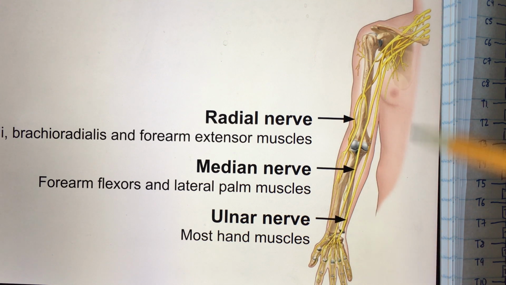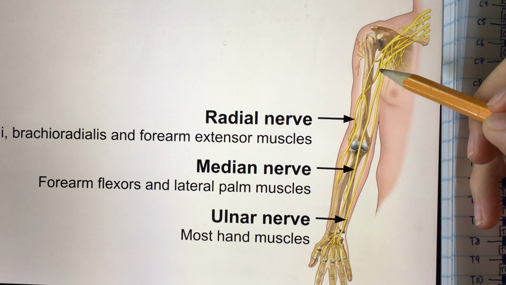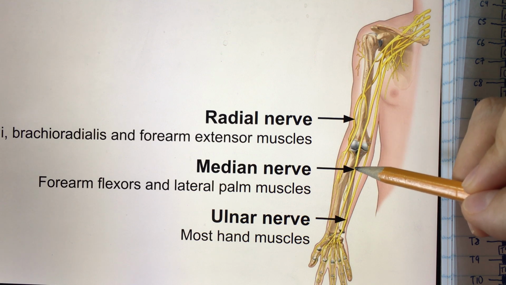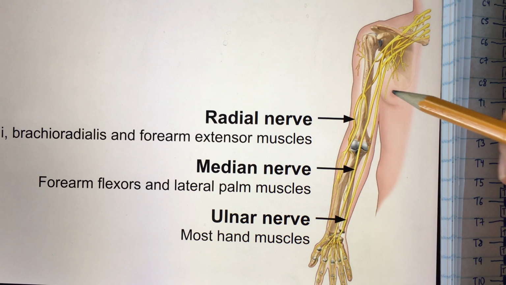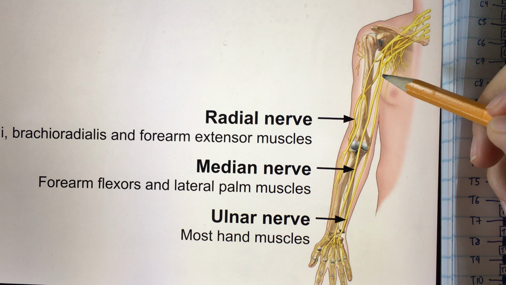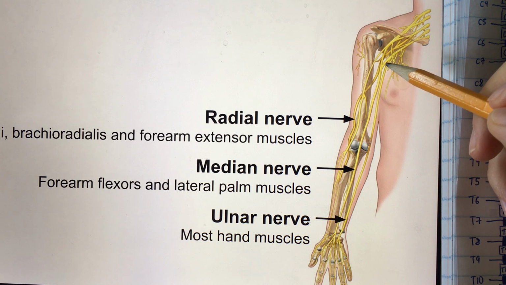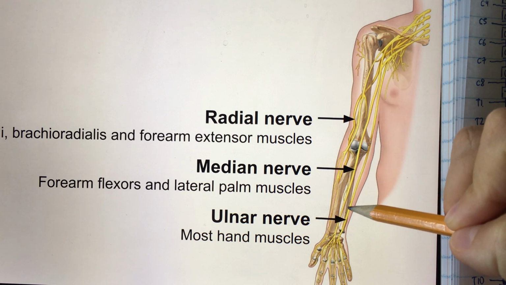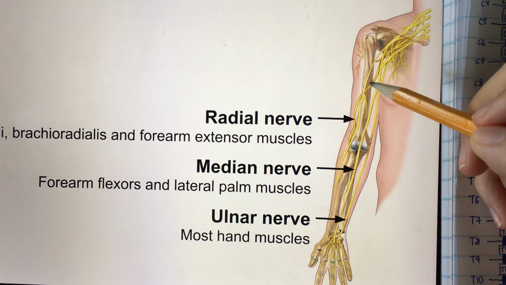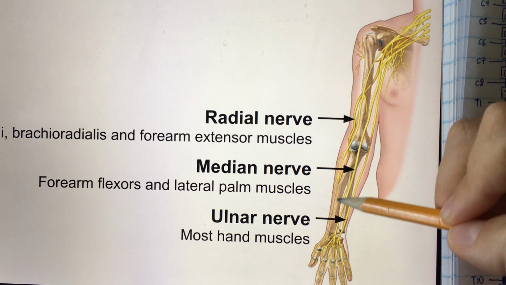So three main nerves in the arm. The middle nerve in the anterior medial portion of the arm is the median nerve. The medial side of the arm is the ulnar nerve, and the posterior and lateral side of the arm will be the radial nerve.